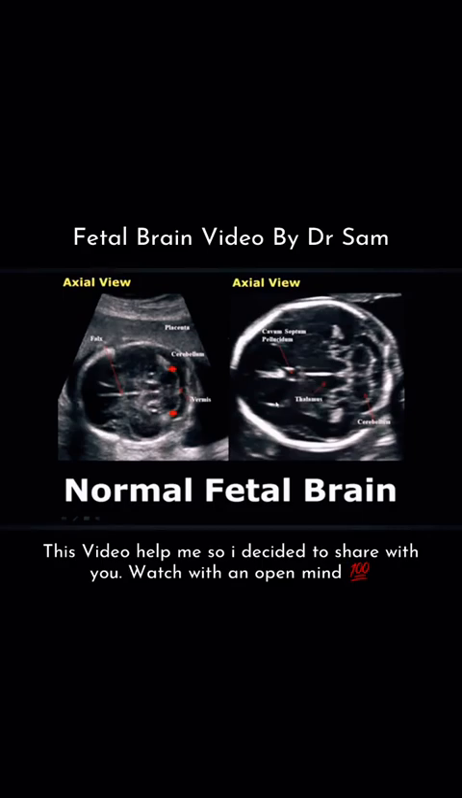These are axial images. This right here is the skull bone. This hyperechoic line is the falx cerebri. And in the posterior fossa, this is the posterior fossa. And this bilobed structure is the cerebellum, and it is covered by the cerebellar vermis.